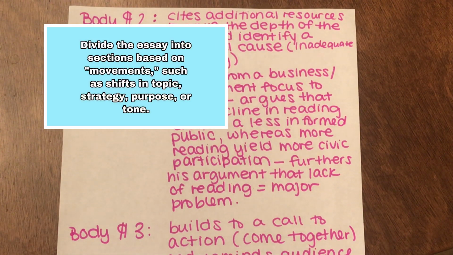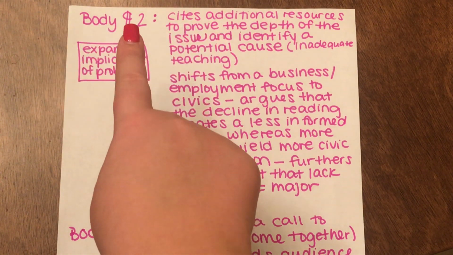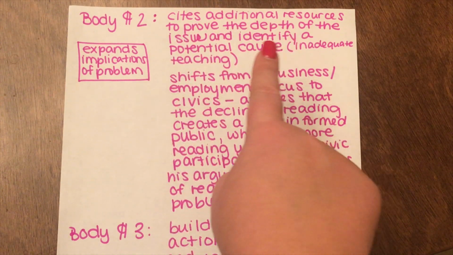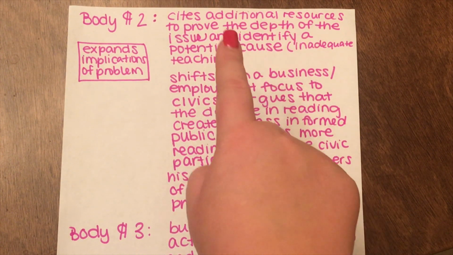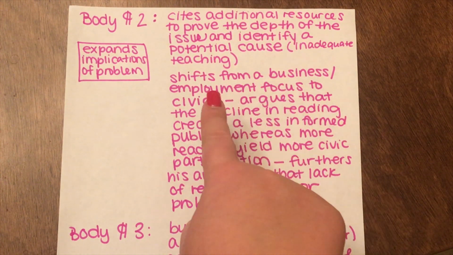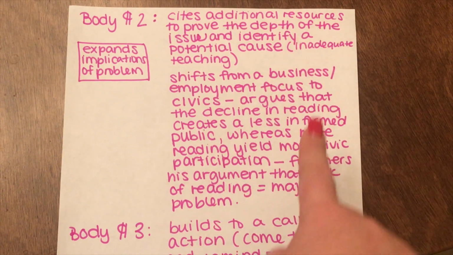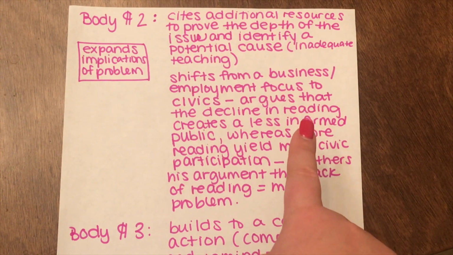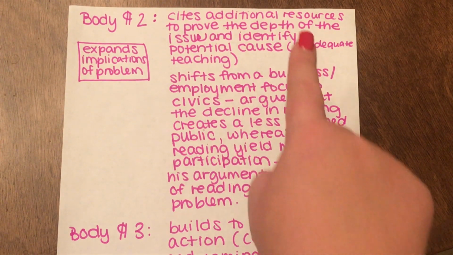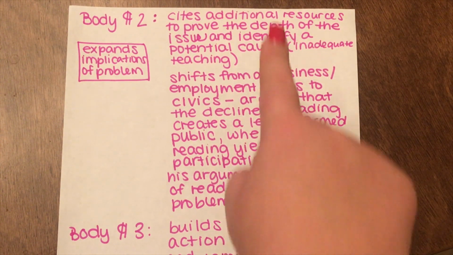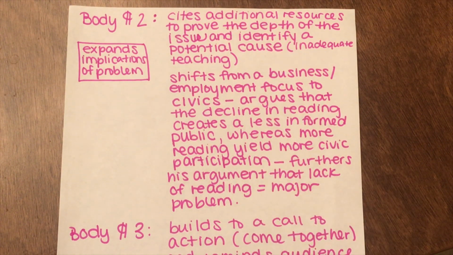Let's talk about where the essay would go. So we would go to paragraph 2. So my second body paragraph, that's the symbol for paragraph, by the way. We've got cites, additional resources. So I would talk about maybe Wired magazine, things like that in this portion of the paragraph. And then he shifts from a business or employment focus to civics. This one would probably be a much longer paragraph, but this is focusing on how he's expanding the implications of the problem. So first we identify the problem, then we talk about how it affects the business world and employment, and here we talk about how it affects the nation. And I would pull evidence for both of those and obviously provide commentary.